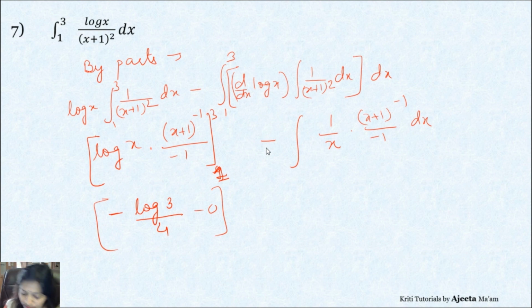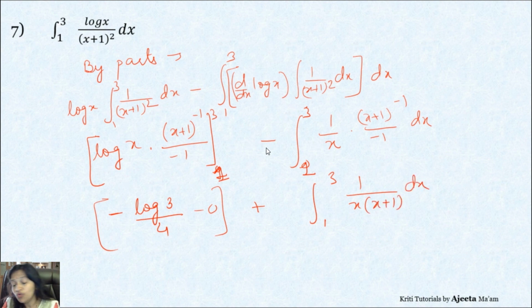Now next, here 0 to 1, 1 to 3 are your limits. Now how will you integrate this? So minus minus plus, so 1 to 3, 1 upon x, x plus 1. Now this has to be done with partial fraction, because we have two factors x and x plus 1. I think you all must be knowing how to do it, but let's do it in a simple way.